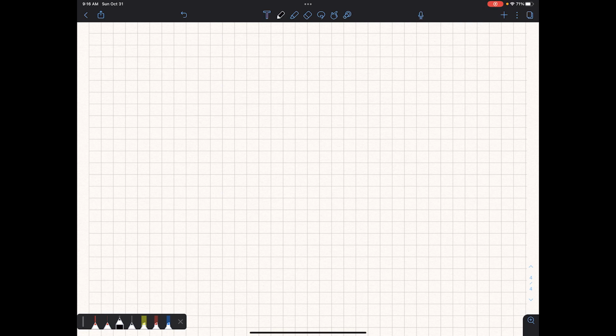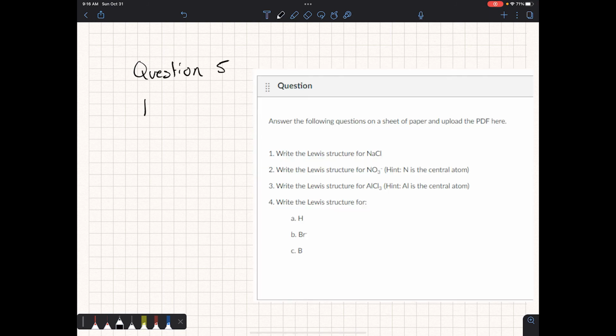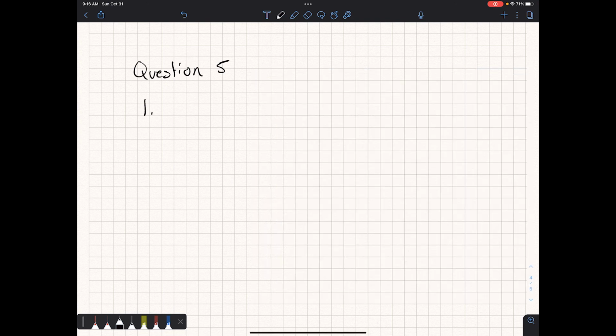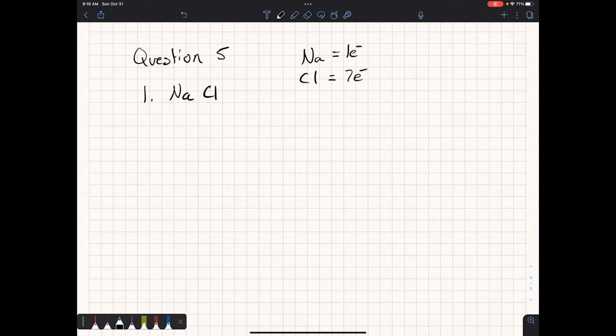Okay, so we're going to look at question 5. And for this question, we've got multiple steps that you have to carry out. For number 1, we have to write the Lewis structure for sodium chloride, NaCl. The first step is going to write sodium, we're going to write chlorine, and then we're going to find the number of valence electrons on the periodic table, which you should be able to do by now. Sodium has 1 valence electron, and then chlorine has 7 valence electrons. And the key for this problem is that this is an ionic compound.